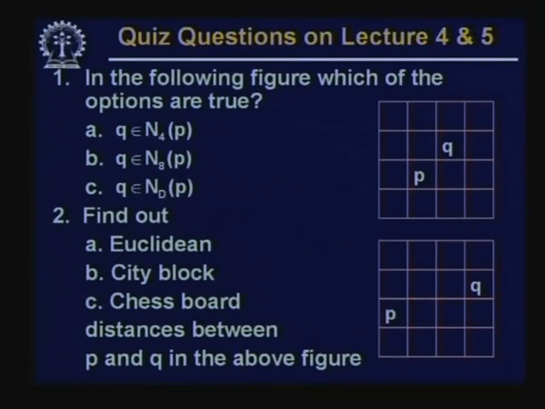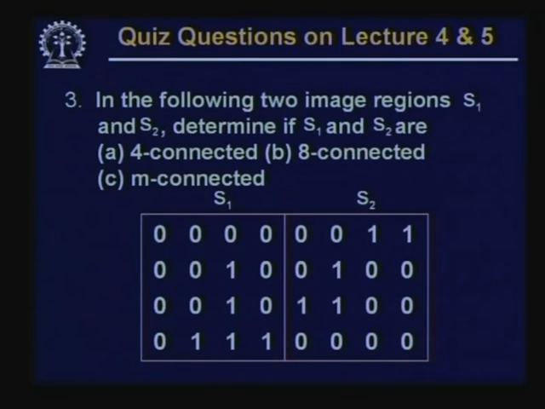Now, let us give some quiz questions for lectures number 4 and 5. In the first one, you have been given 2 points P and Q. You have to determine whether Q is a 4 neighbor of P, Q is an 8 neighbor of P, or Q is a diagonal neighbor of P. Second problem, again between 2 points P and Q, you have to find out what the Euclidean distance is, what the city block distance is, and what the chessboard distance is. In the third problem, we have been given two regions, image region S1 and image region S2. You have to find out whether S1 and S2 are 4 connected, 8 connected, or m connected.